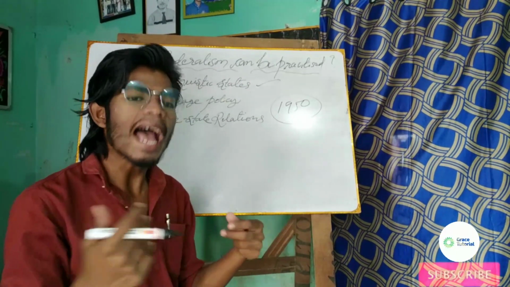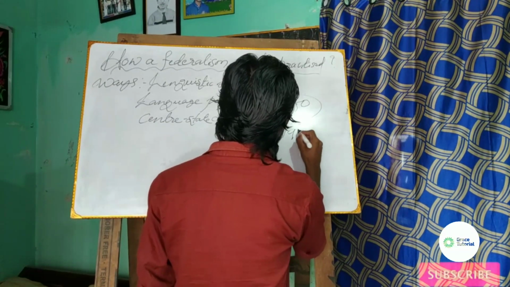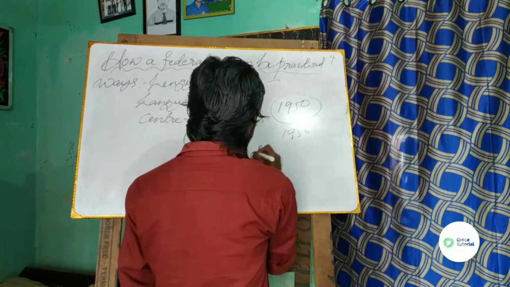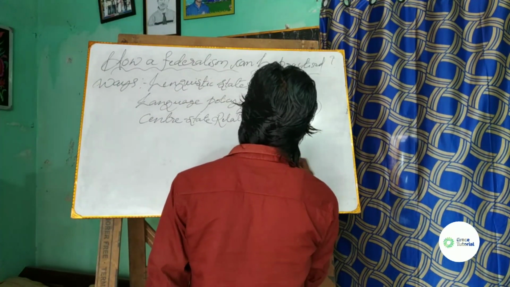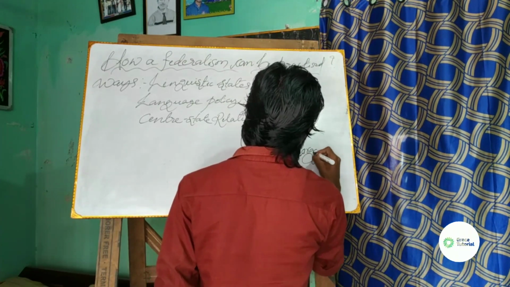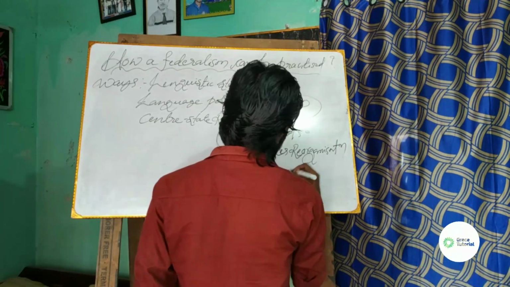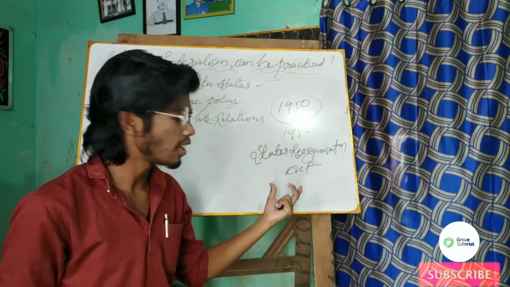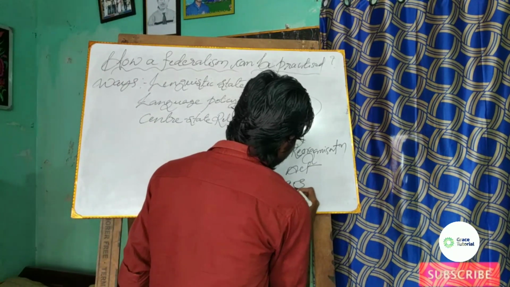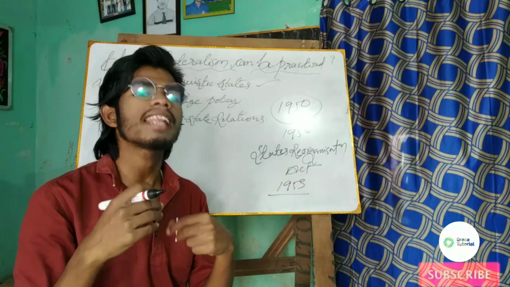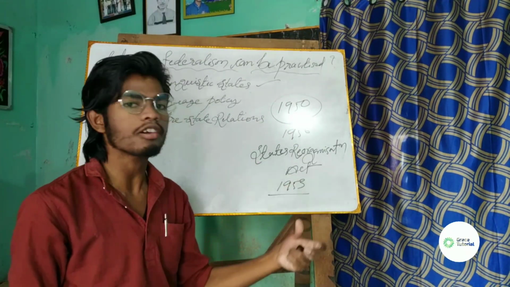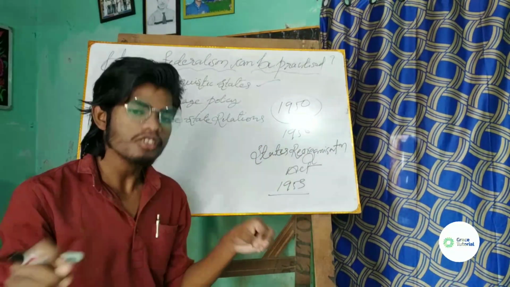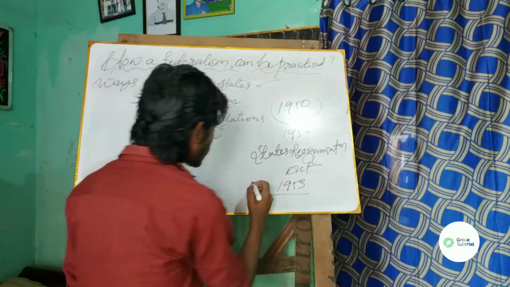Then the States Reorganization Act was passed in the year 1956. But in the year 1953, three years before the act was passed, the first state was formed on the basis of language, and that state is Andhra Pradesh.